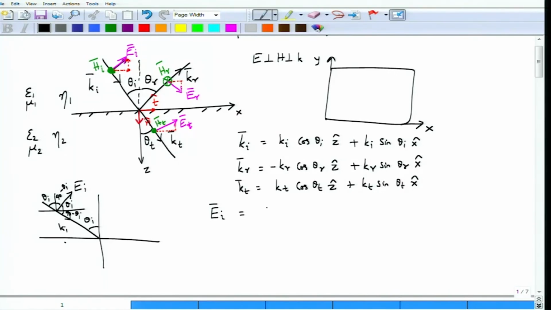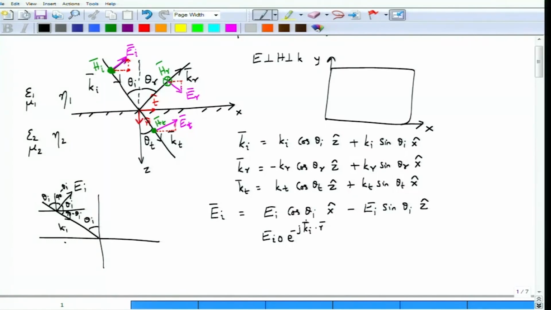So Ei is given by the magnitude of Ei, right, cos theta I along the x axis, right, and along the z axis you have minus Ei sin theta I, right, because this is Ei sin theta I along the z axis. But this Ei itself will be varying as some Ei0, right, e to the power minus j ki dot r.